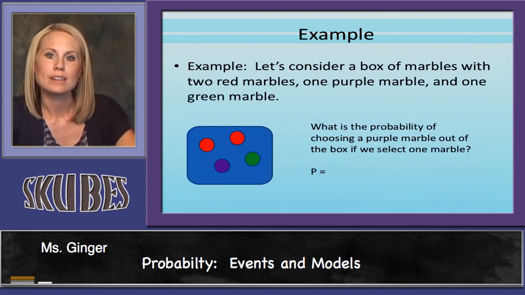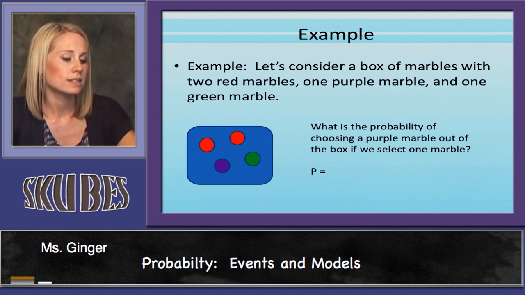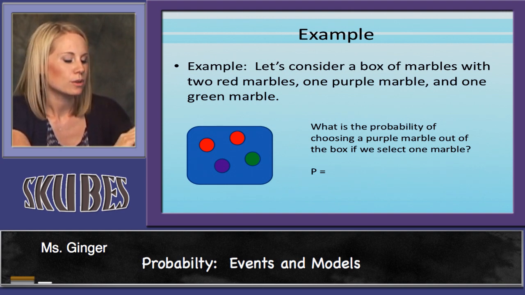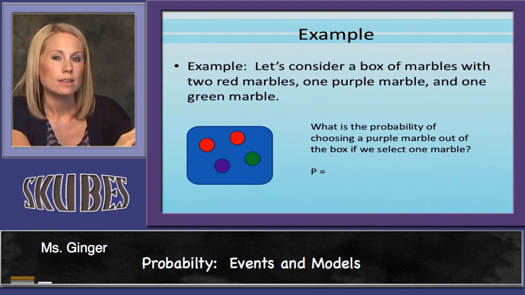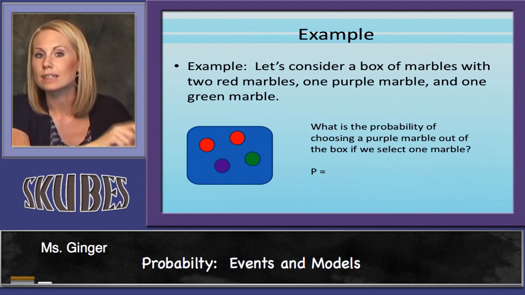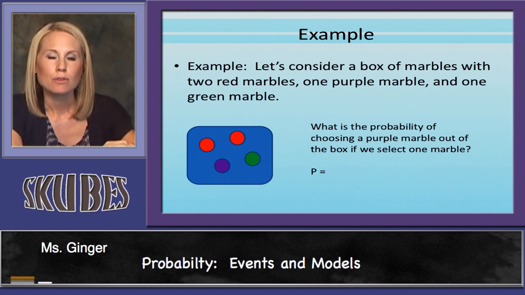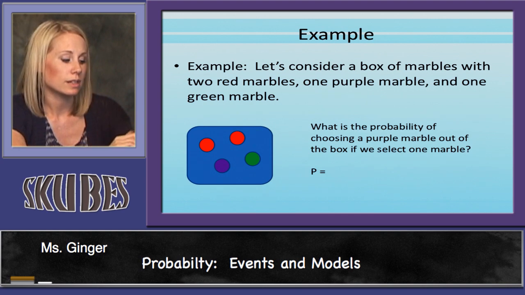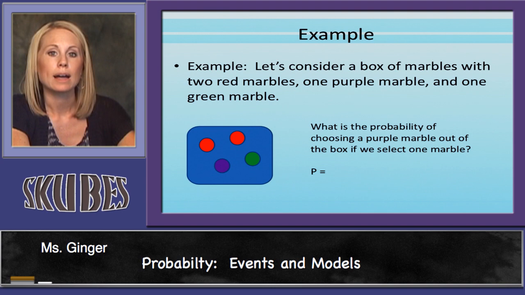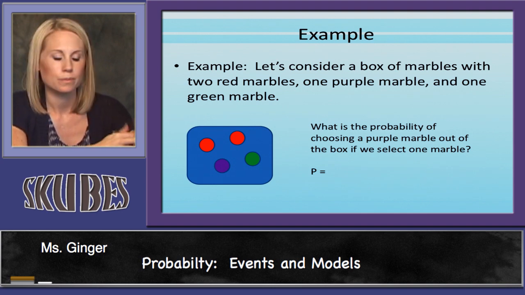So we're going to jump in with an example to show you how to work this formula. We're going to consider a box of marbles. This is a box of marbles here with 2 red marbles, 1 purple, and 1 green. And we're going to find the probability of choosing a purple marble out of this box if we're only selecting 1. So remember the formula that we talked about. The probability of selecting this purple is how many ways can we select a purple divided by how many marbles are in our box total.